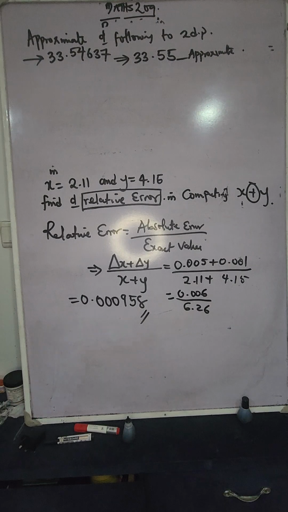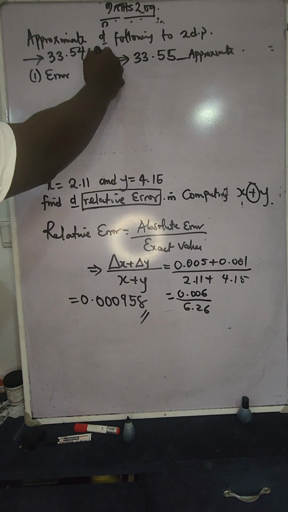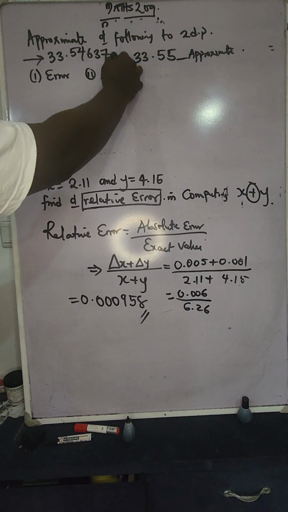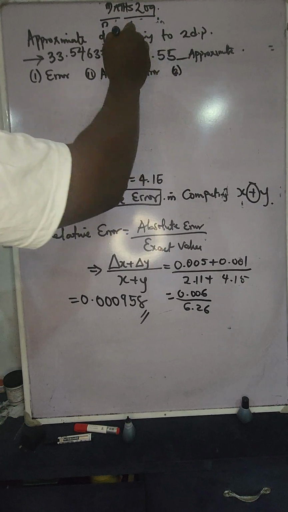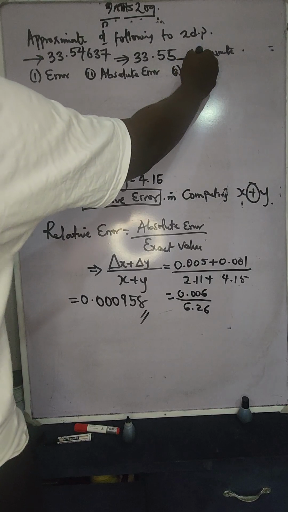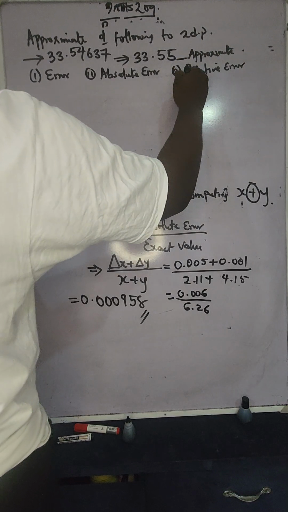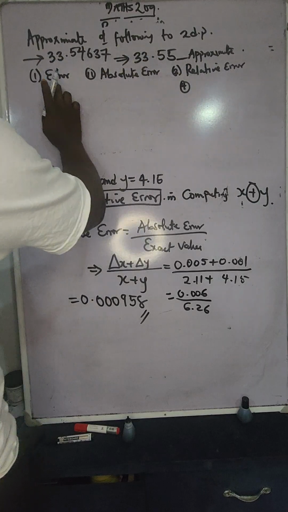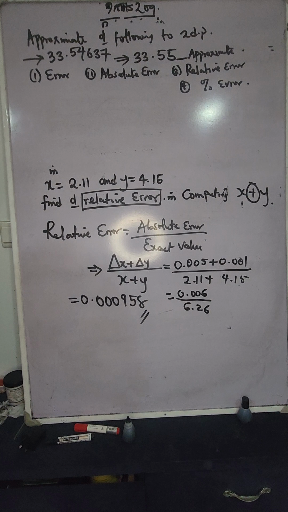Now the question says, after you have approximated, make sure to find the error involved. Number one, you want to find the error involved. Number two, you want to find the absolute error. Number three, you want to find the relative error. And number four, you want to find the percentage error. So let's do that quickly.